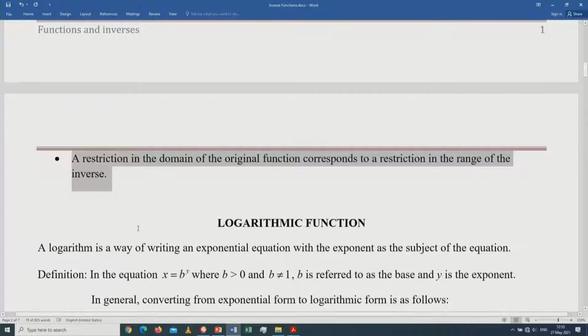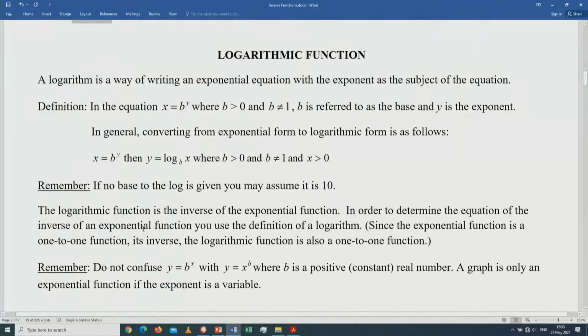Thank you. Without any waste of time, let's start with the logarithms. What is a logarithm? The definition is given. A logarithm is a way of writing an exponential equation with the exponent as the subject of the formula.